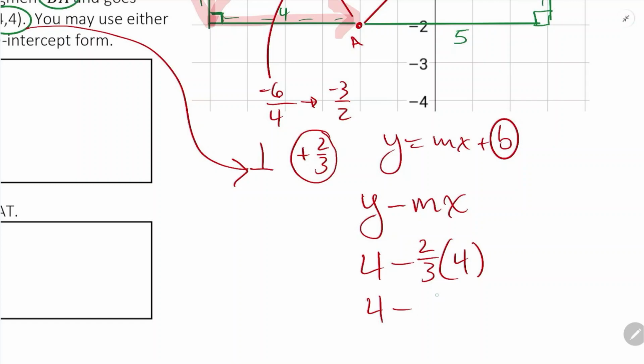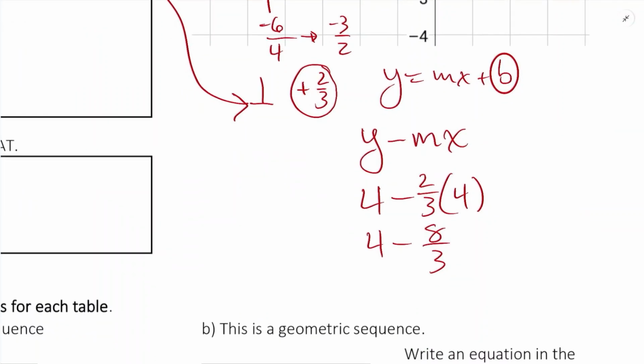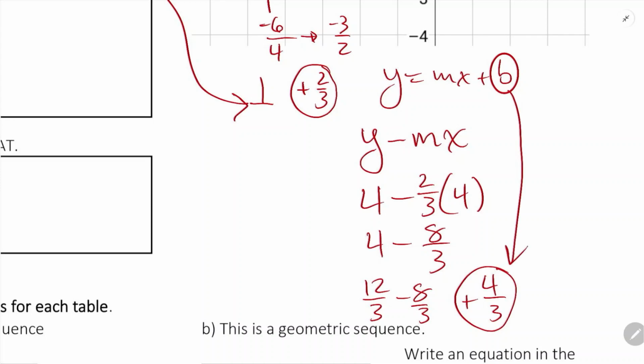4 minus 8/3, right? 2/3 times 4 would be 8/3. And if I wanted to turn this 4 into thirds, I could say this is 12/3. That's the number 4 minus 8/3. 12/3 minus 8/3 is +4/3. So my y-intercept, my value of b, is +4/3.